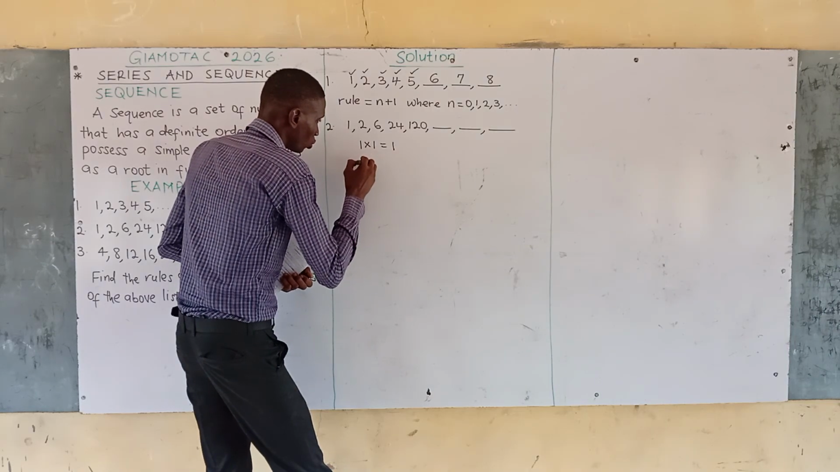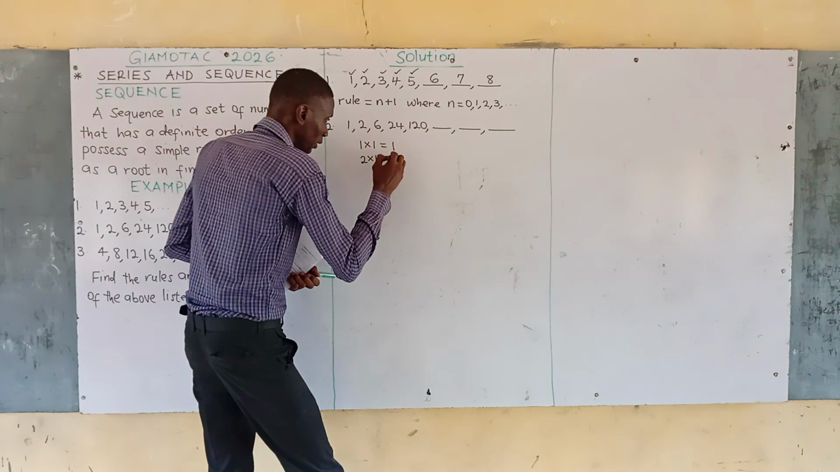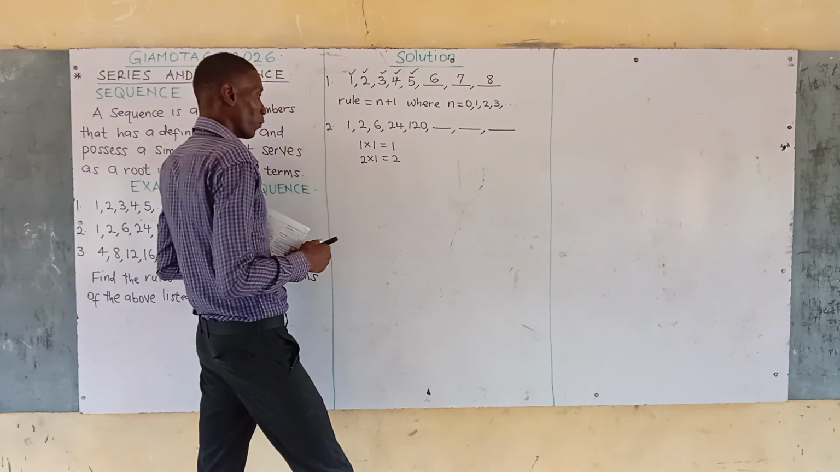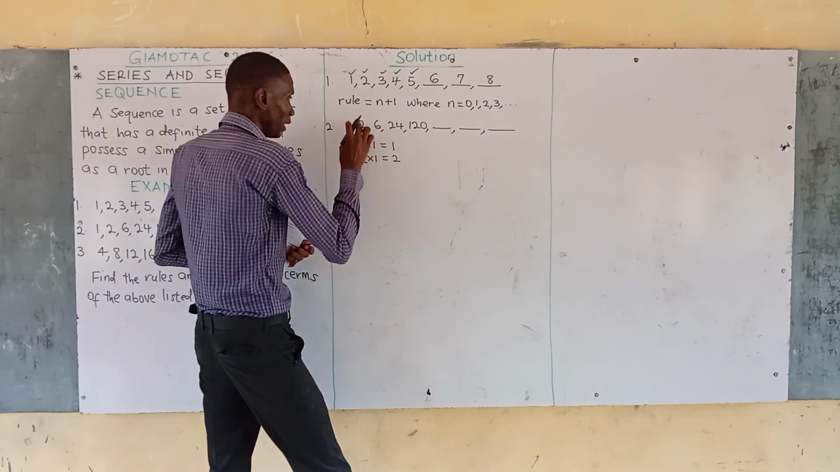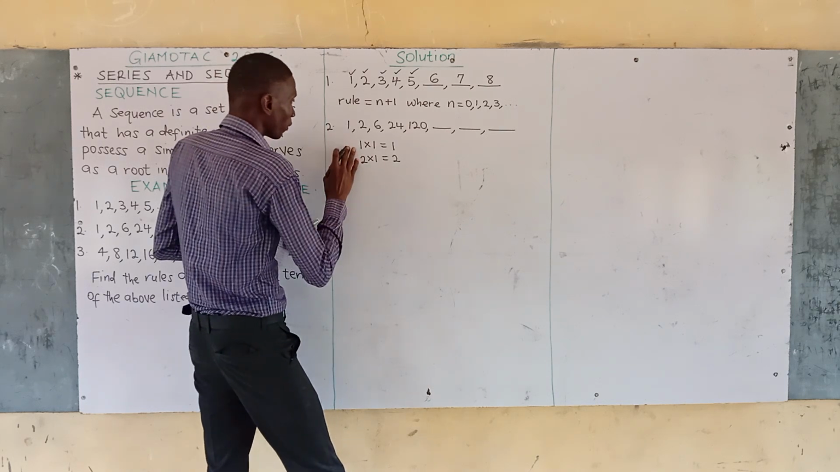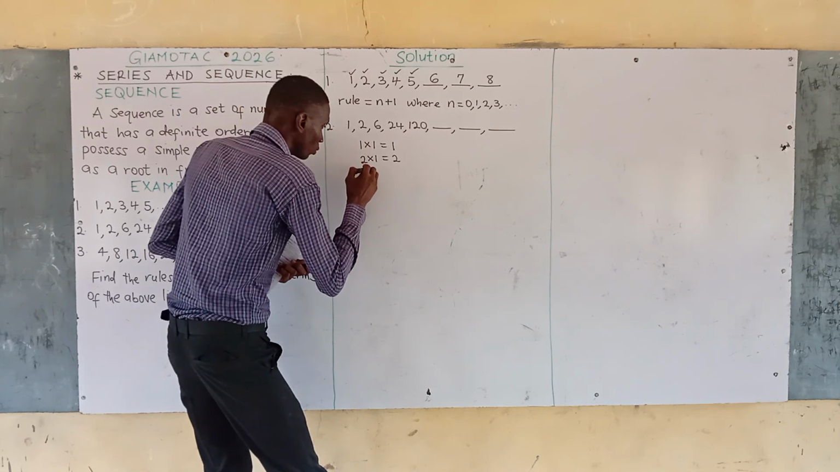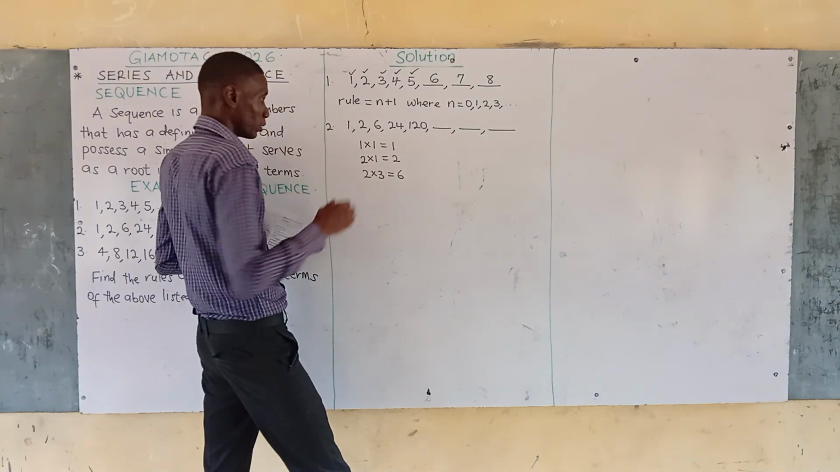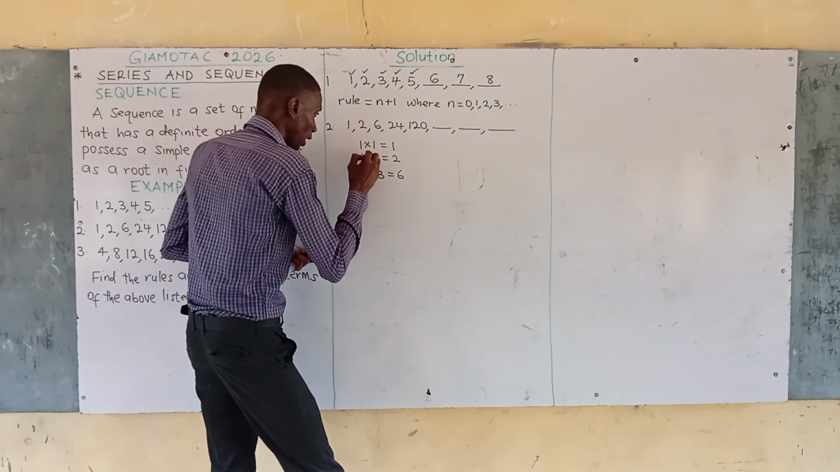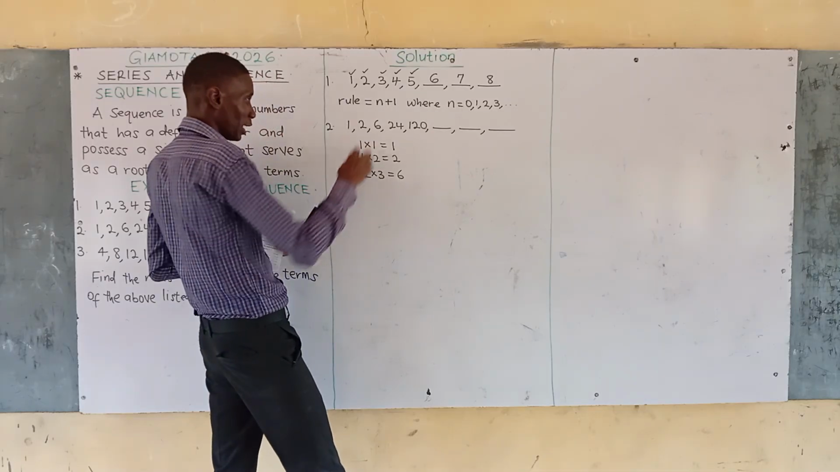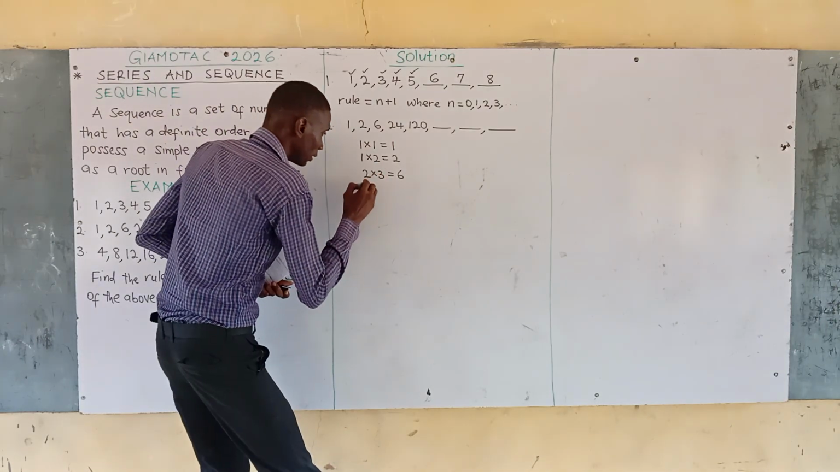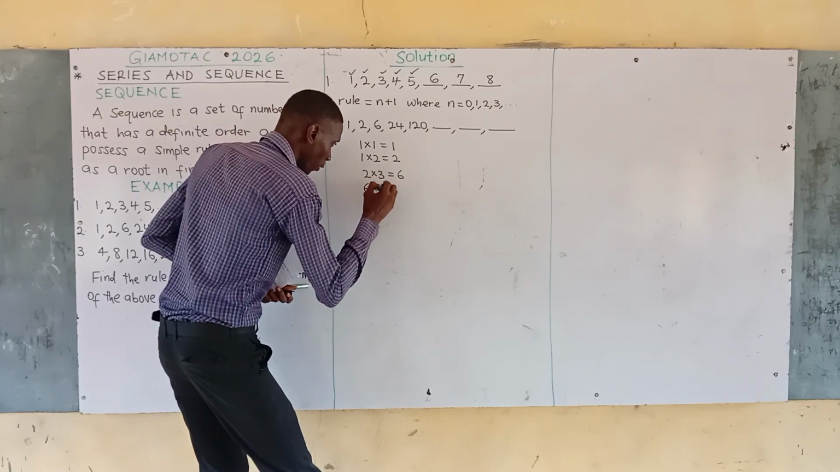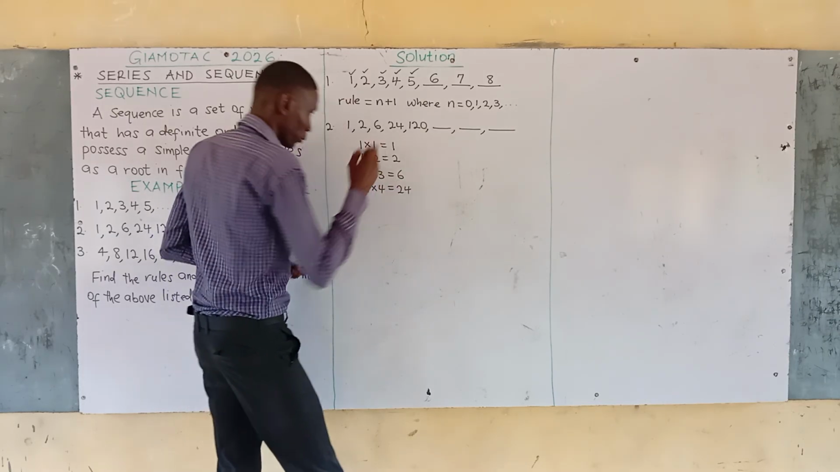Now, 2 times 1 will give us 2. In this place now, this implies that if you look at how the thing is going, 1 times 2, if you look at it, you will see that it's increasing. 2 times 3, it gives us 6. 6 times 4 gives us 24.